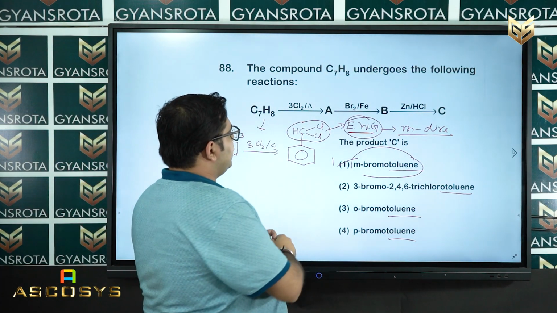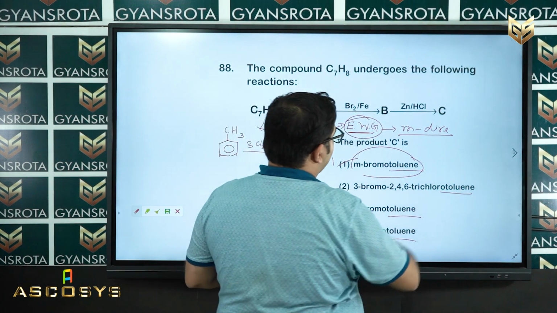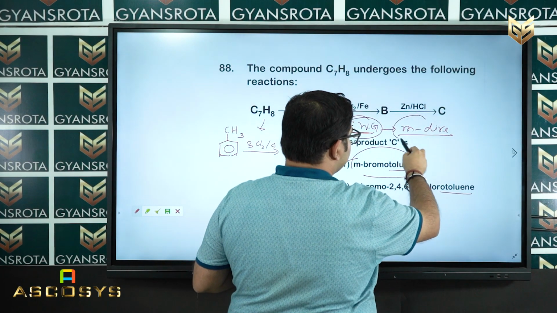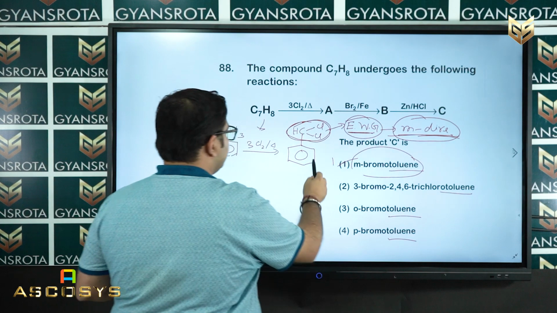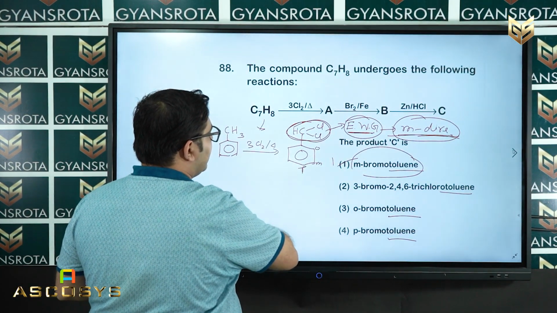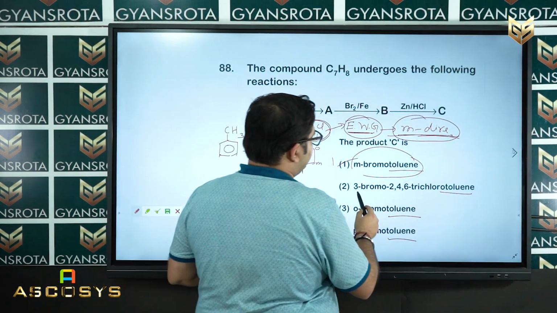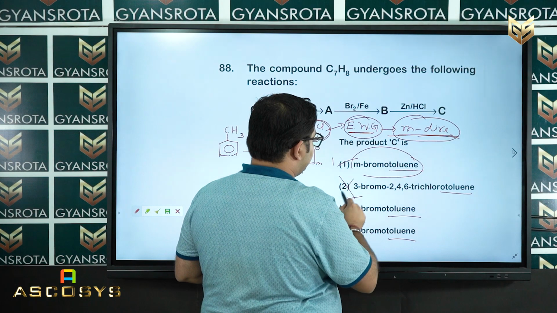So, if you know this is an electron withdrawing group, then definitely whatever incoming element or compound comes should be attached at the meta position, means this position. This is ortho, this is meta and this is para. Now, in the options, they are not mentioning any meta, ortho or anything, so this option will be neglected.